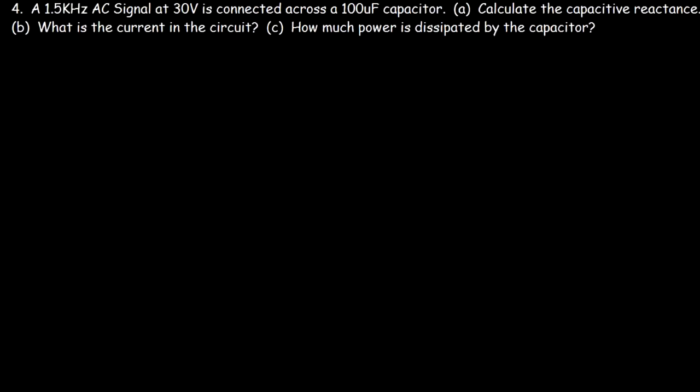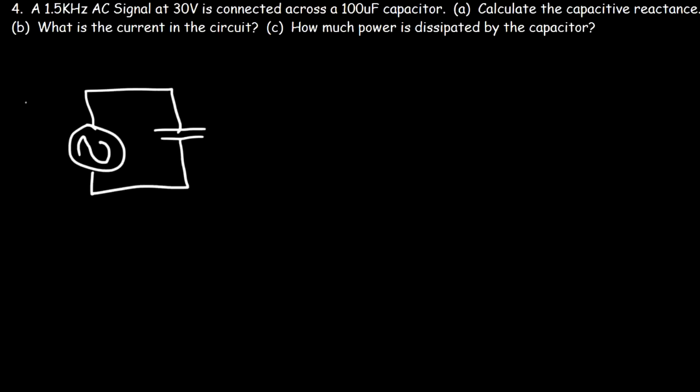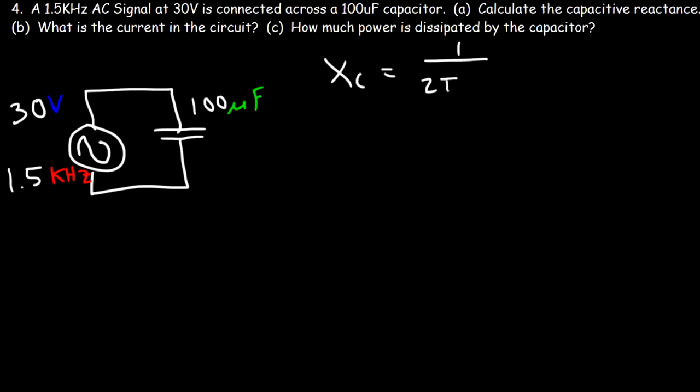Number 4, a 1.5 kilohertz AC signal at 30 volts is connected across a 100 microfarad capacitor. Calculate the capacitive reactance. So here is the AC signal, and it's directly across a capacitor. So the signal is at 30 volts and 1.5 kilohertz. And the capacitance is 100 microfarads. So let's begin by calculating the capacitive reactance, which is Xc, and is equal to 1 divided by 2 pi Fc.